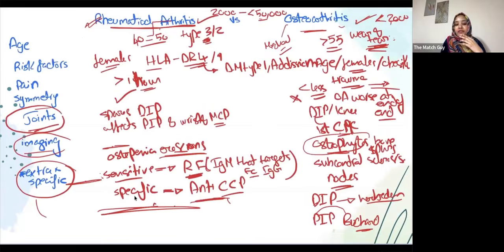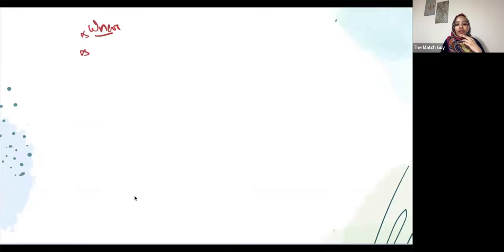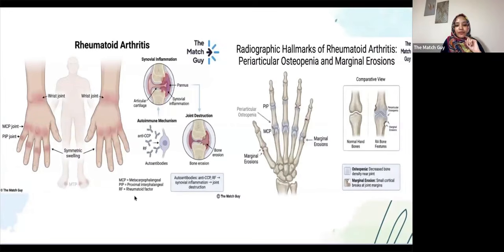Treatment-wise, do you think treatment is different? What would we give? Okay, what's the treatment for rheumatoid? Disease-modifying drugs. Very good. Which ones would you want to use? Methotrexate, nicely done, you guys. We will talk about all of these in a minute. And if I'm in an acute flare right now, what would I give?